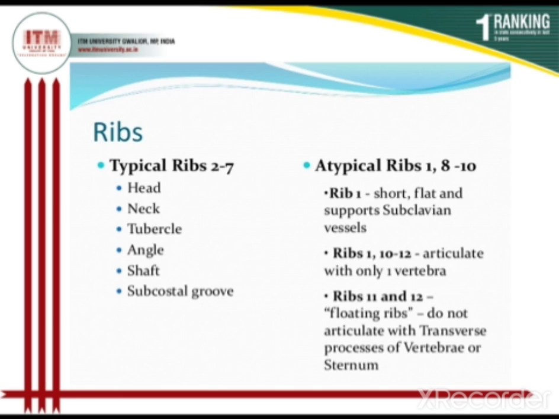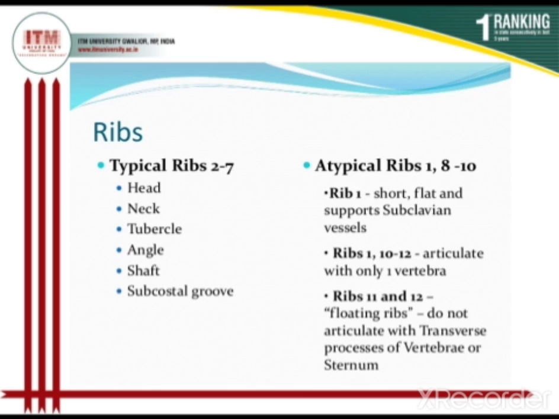So the atypical ribs: rib number 1 is short, flat and supports the subclavian vessels. It's the first rib at the neck level. Ribs 1 and 10 to 12 articulate with only one vertebra, and that's why they are atypical. The other ribs articulate with more than one vertebra, that is, two vertebrae.